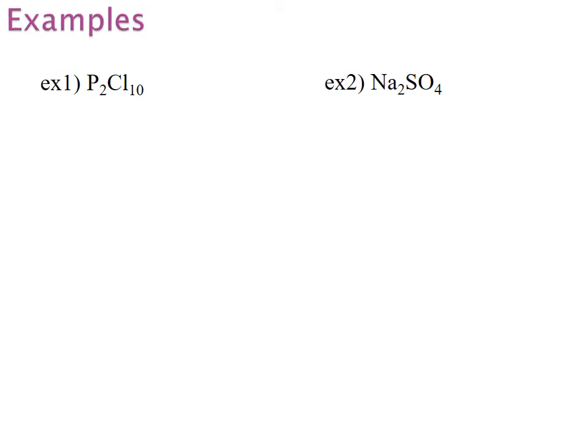Our examples. This is the way I want you to complete the assignment. First, we'll write down what elements are present in the formula. I have P, and I have Cl. I know the C and L are together because the L is lowercase and it cannot be by itself, so it belongs to the C. So P, there's 2 of them, so I have 2 P's. Cl's, there's 10 of them, so I have 10 Cl's.